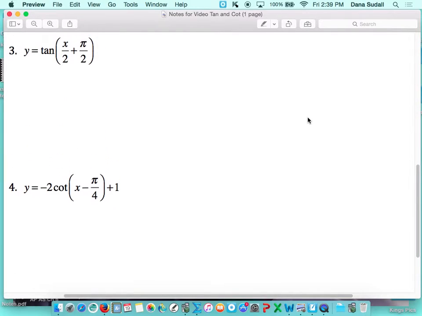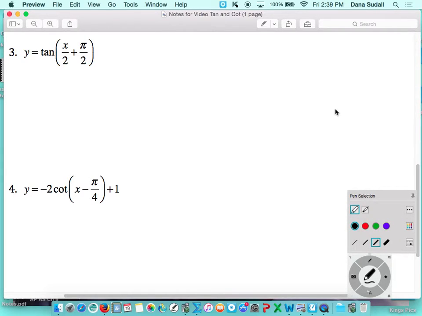All right, we're moving on to number 3 then. So this one's a little more complicated because we do have a shift for this one. We'll go through and solve and get it all set here. So again, amplitude's undefined. Period would be pi divided by 1/2, which would be 2 pi. There's no vertical shift because there's nothing added or subtracted outside of those parentheses.